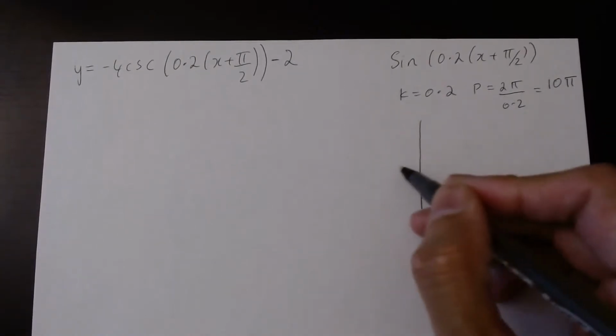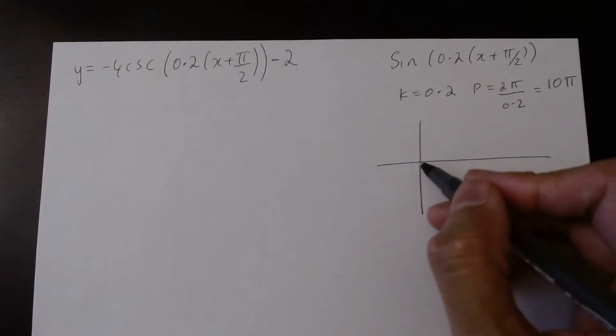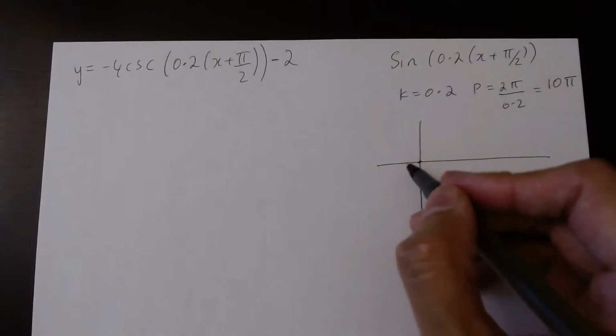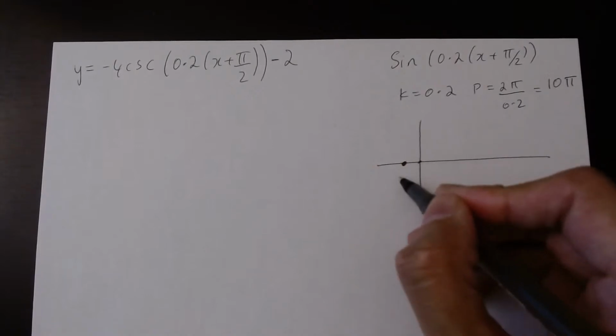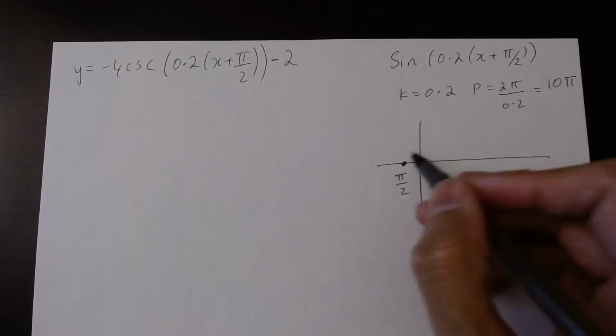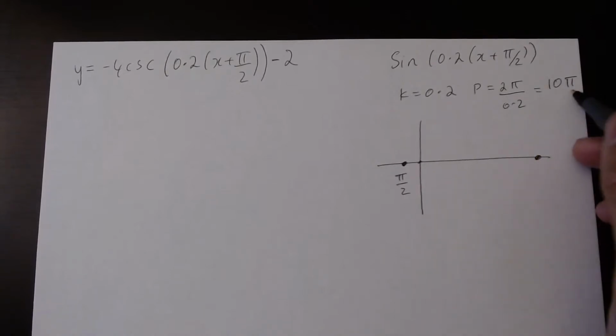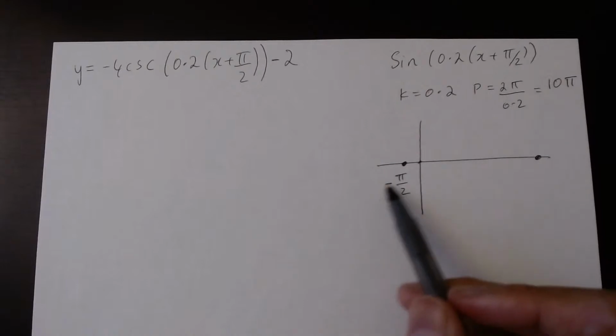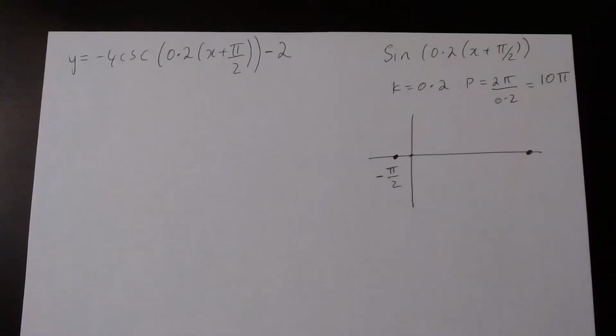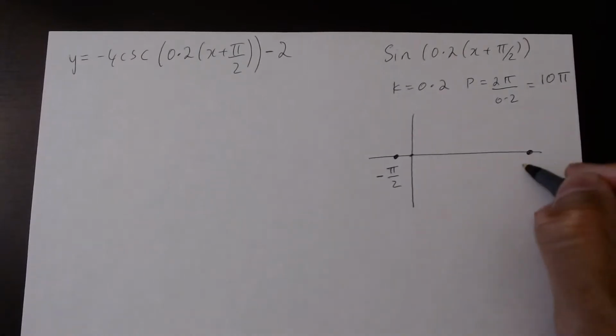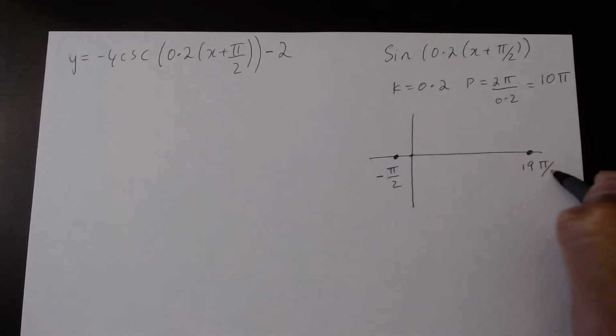A sine function usually starts at our equation of axis, 0, 0, but it's shifted to the left by pi over 2. So my starting point over here is negative pi over 2. To get my ending point, I'm going to add my period. So negative pi over 2 plus 10 pi is just 19 pi over 2.